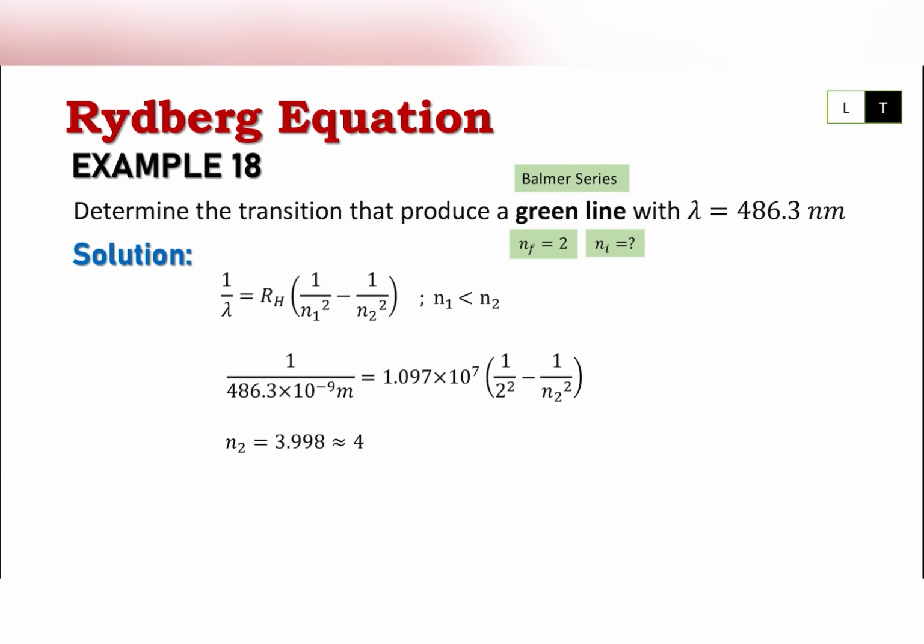So the final conclusion, it asks you to determine the transition that produced this green line. So you have to describe in one statement. The transition that produced the green line is from N equals to 4, this is higher energy level, to N equals to 2, this is lower energy level. Specifically for this question is Balmer series.